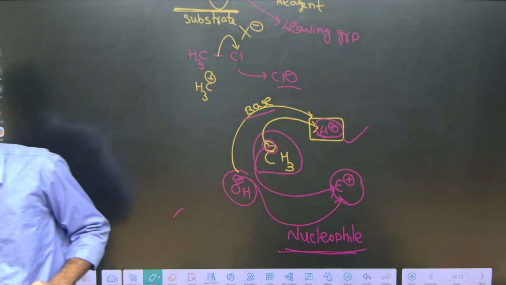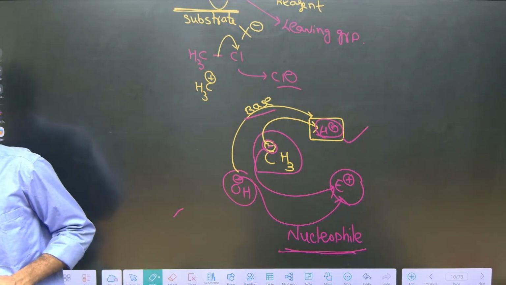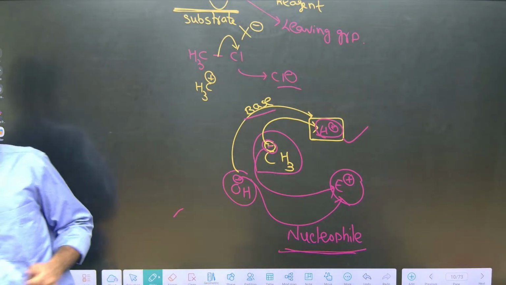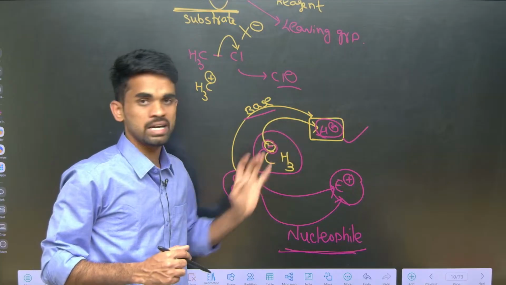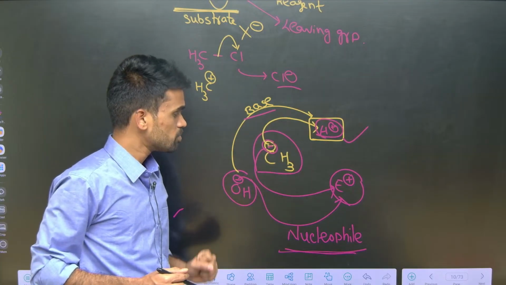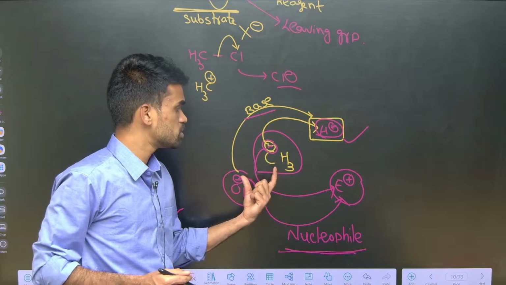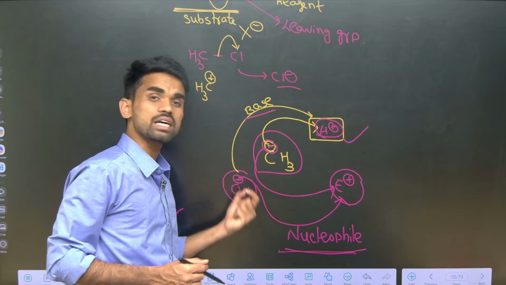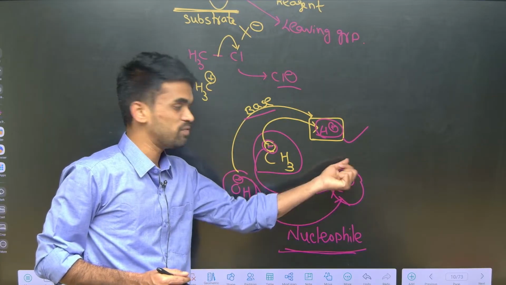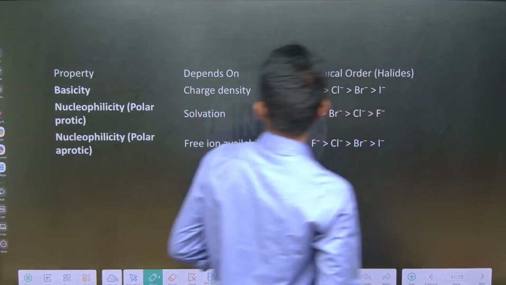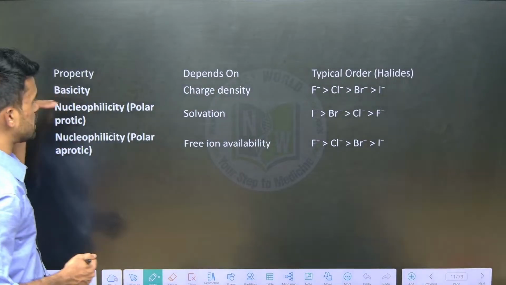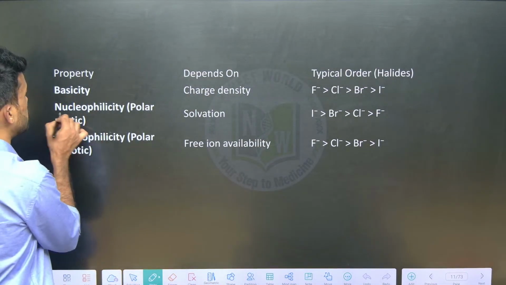Is this clear? What do we mean by basic nature and nucleophilic nature? You can say a species is basic when it is abstracting a proton readily, and you can say a species is nucleophilic when it is attacking electron deficient sites like electrophiles. That's it.